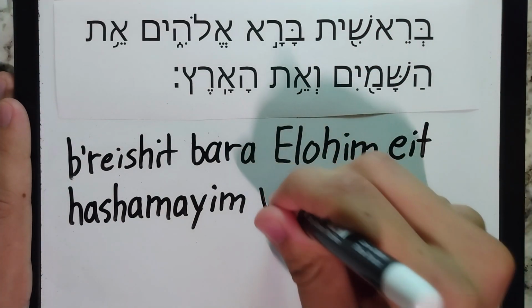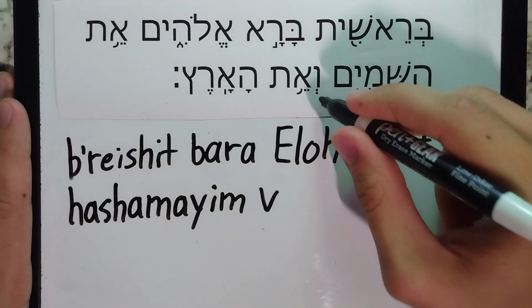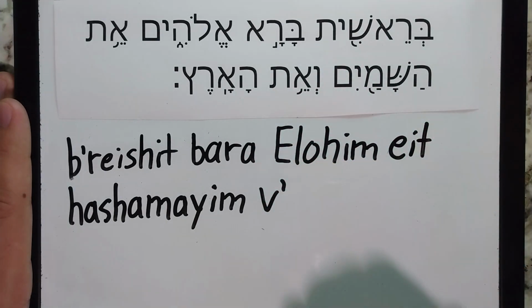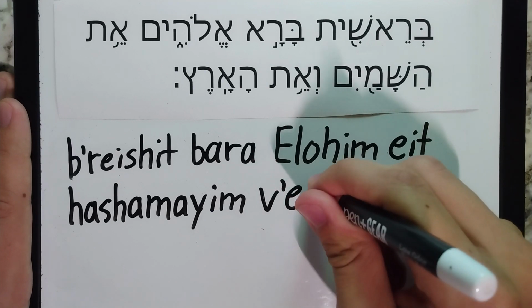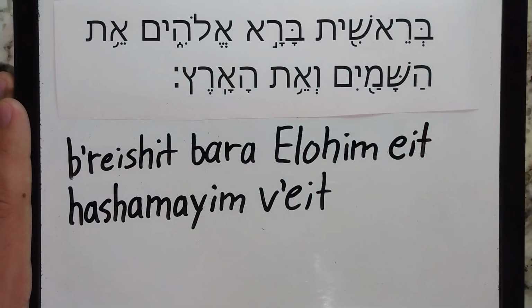Next, we have a word that starts with a letter vav. Vav makes the v sound. Under the vav is a shva, which ends the syllable ve. Next is the word et again, so this word is ve'et.